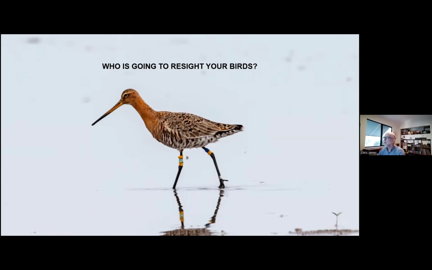And also, even if you're banding at your site, it's extremely helpful to resight birds at your site as well. You'll potentially find more out from resighting birds at your site than you will from banding them at your site. And it'll certainly help inform the role of your site throughout the flyway. Okay, so let's get to the actual resightings of the birds.